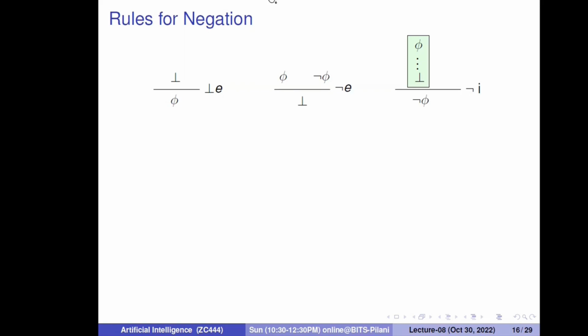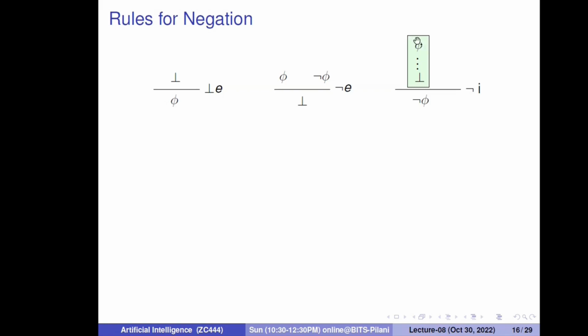So what does it mean? That is a contradiction. In the world I am living, I can do anything. So elephants were flying, I can assume anything. In the same way, if phi is there and not phi is also there, then I say that it is a contradiction. And when there is a contradiction, you can assume anything.